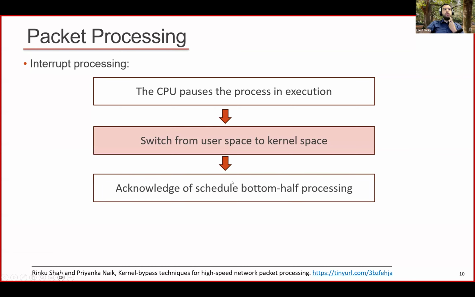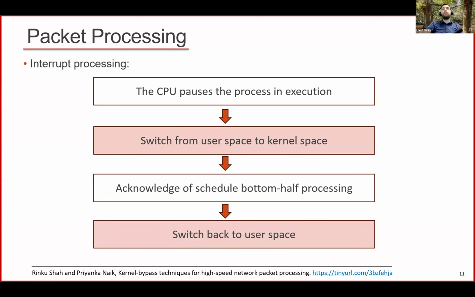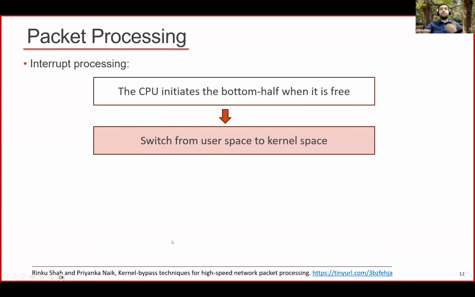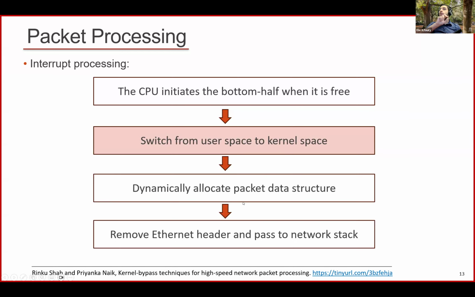After that, the CPU will acknowledge this interrupt and will schedule the bottom half processing. It will go back to the user space because the application in the user space always has more priority, so it will resume executing what was in the user space. Then when it's free, it will switch back to the kernel space from the user space. From there, it would allocate a data structure for each of the packets. Okay. And after that, it will remove the Ethernet header and pass the packet to the next step, which is processing the IP header. Okay. And this step will be executed for all the packets in the buffer.